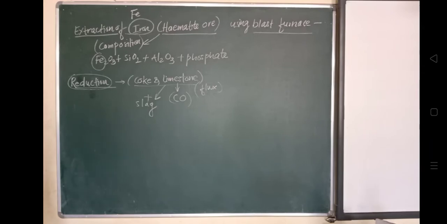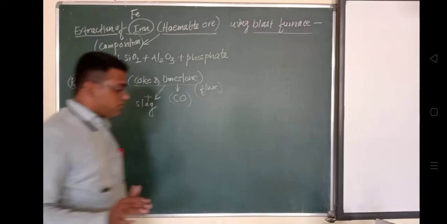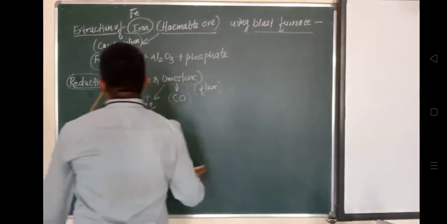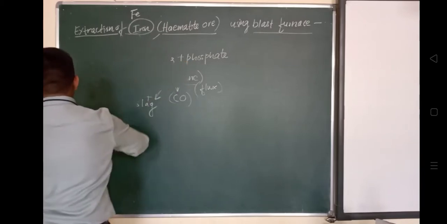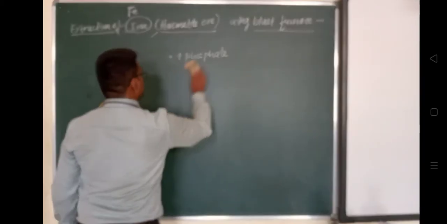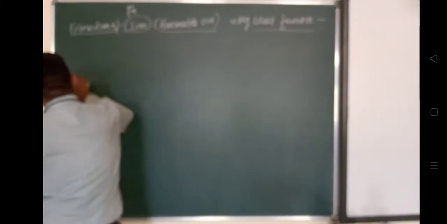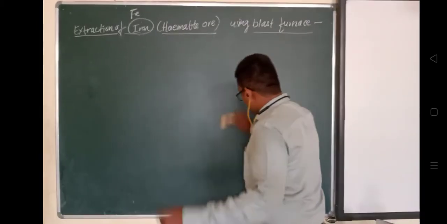So extraction of iron from the hematite ore involves different steps. So what are the different steps that are involved in the extraction of this iron? We will study them one by one. So the very first process, what is the very first process for extraction?